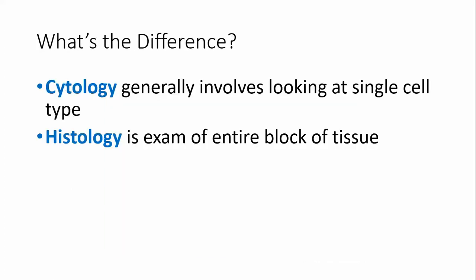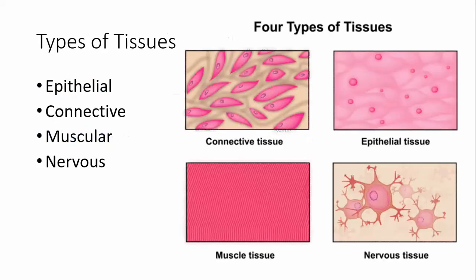So what is the difference between the two of them? Well, cytology, you may be looking at a block of tissue, but you're usually trying to examine just a single cell type. Histology, you're looking at the entire chunk of tissue, or at least looking at multiple cell types.